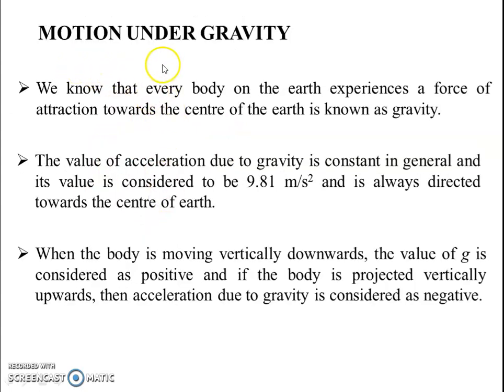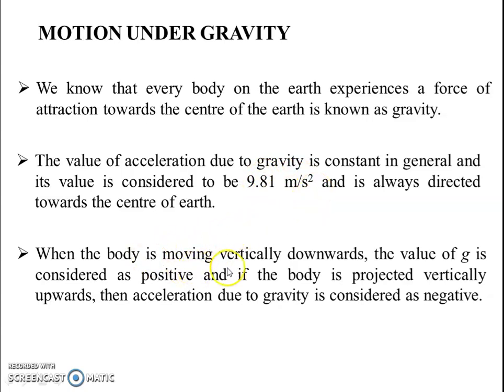Next, we will see motion under gravity. We know that everybody on the earth experiences a force of attraction towards the center of the earth. This is known simply as gravity. Everybody on the earth experiences some force towards the center of the earth, that is called gravity, and its value is considered as 9.81 meter per second square.